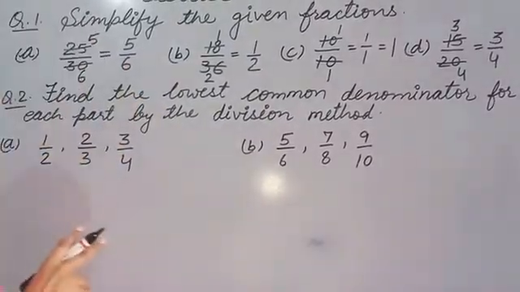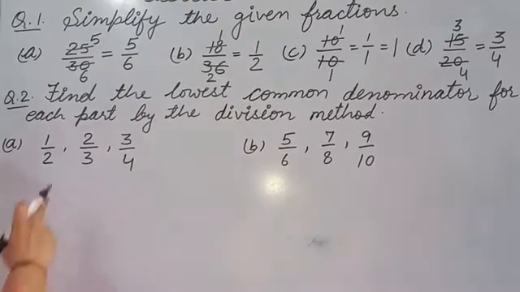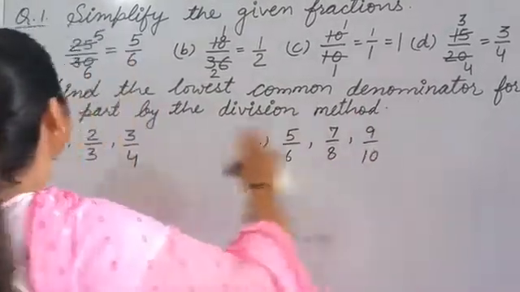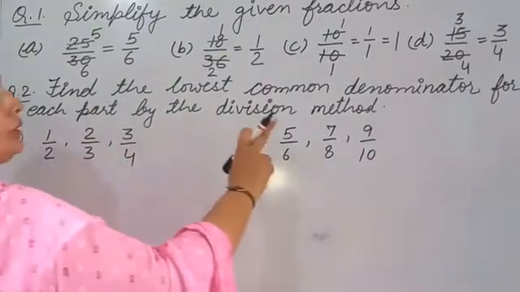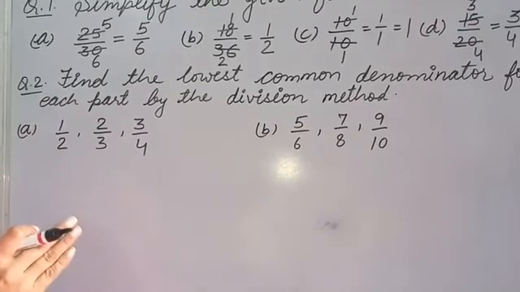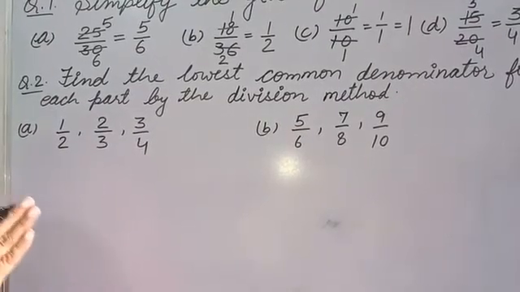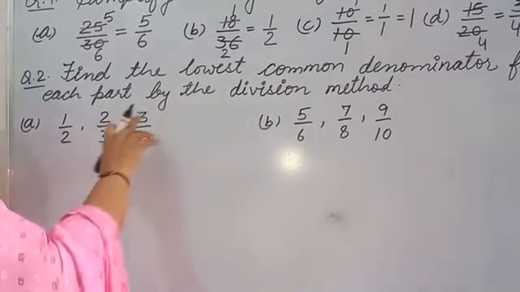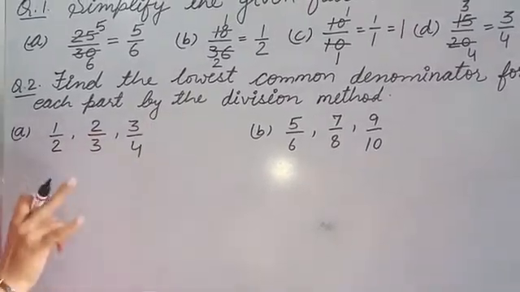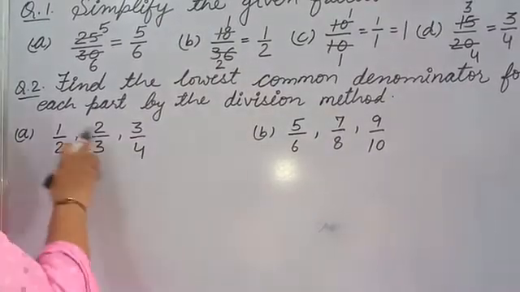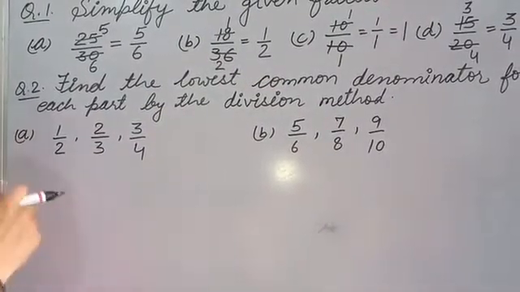Okay. Next, now question number 2. Find the lowest common denominator for each part by the division method. Lowest common denominator means you should find the LCM of the denominators. Okay, each part by the division method. किस method से आपको find करना है? Division method से. आपको denominators का LCM find करना है by the division method.